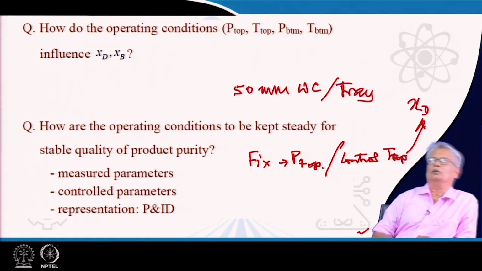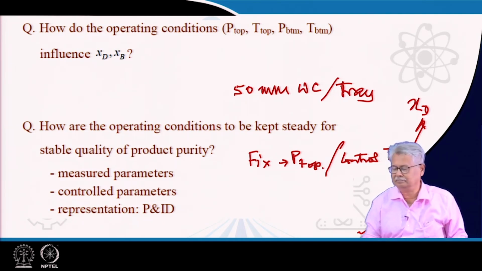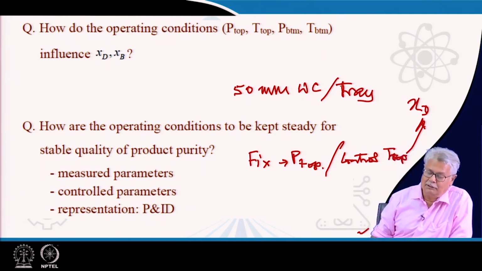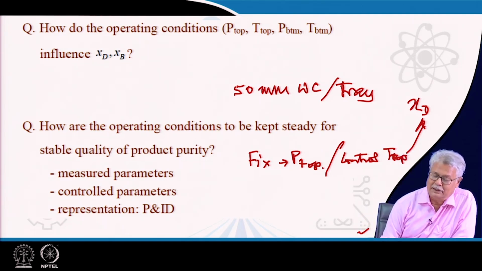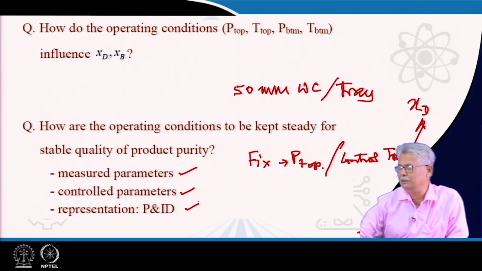So, while we are designing, if we have an estimate of the total number of trays involved in my column, I can estimate the column bottom pressure by adding the total pressure drop in each. Now, in order to have a steady operation, we must have some parameters which are controlled. We need to have certain parameters which are measured also, and we definitely have to represent the control scheme using a P&ID.